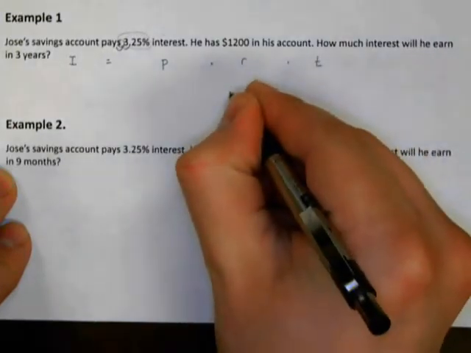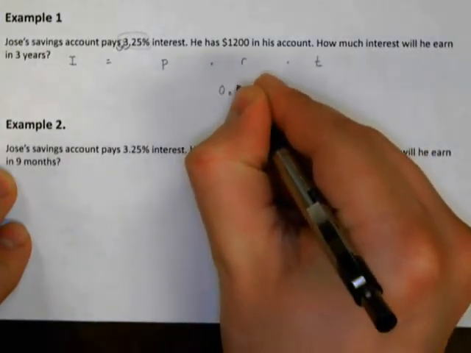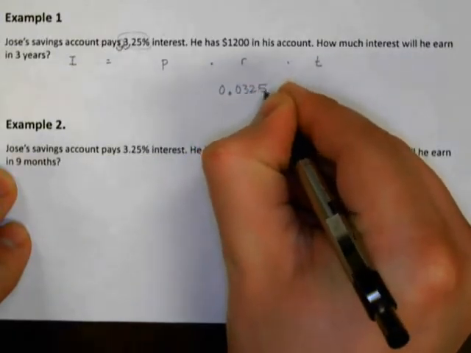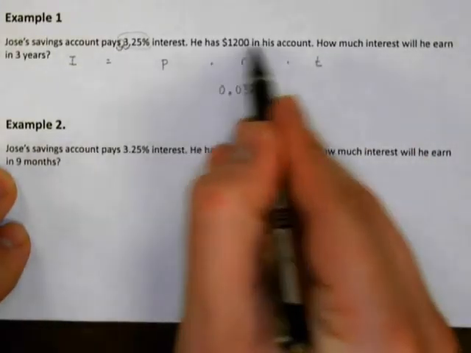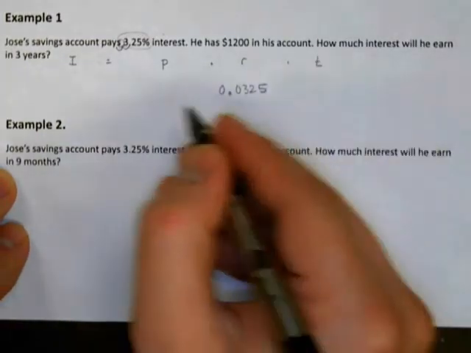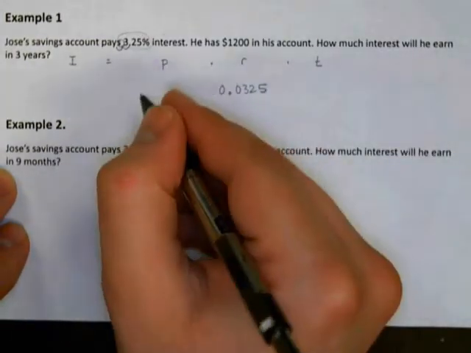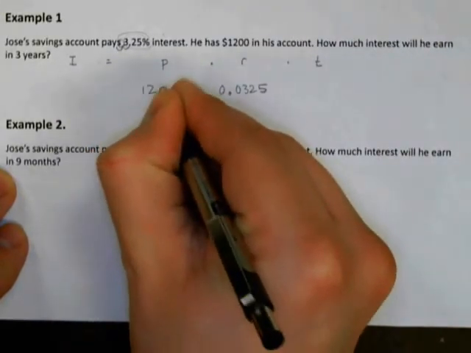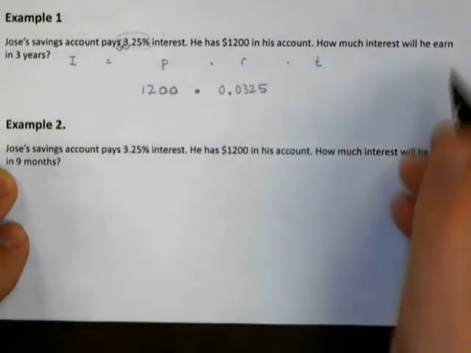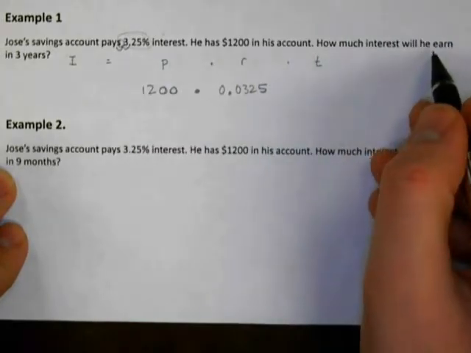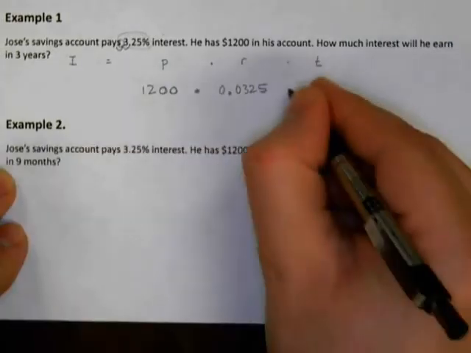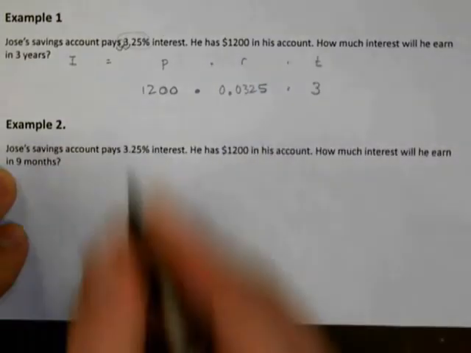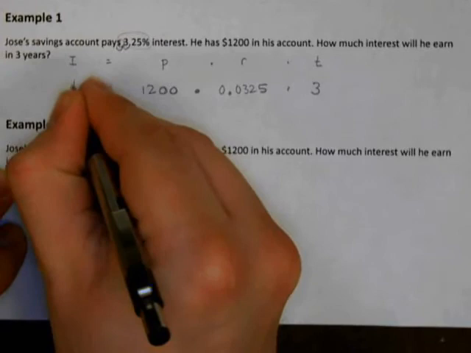So I'm going to plug that number 0.0325 into the rate section of the problem. He has $1,200 in his account. Okay, that would be the amount that he has deposited. So we're going to put $1,200 right here for the principal. And the question is how much interest will he earn in 3 years? Okay, and that's the time, 3 years. So we just plug the numbers in right there. And we're going to be solving for I.